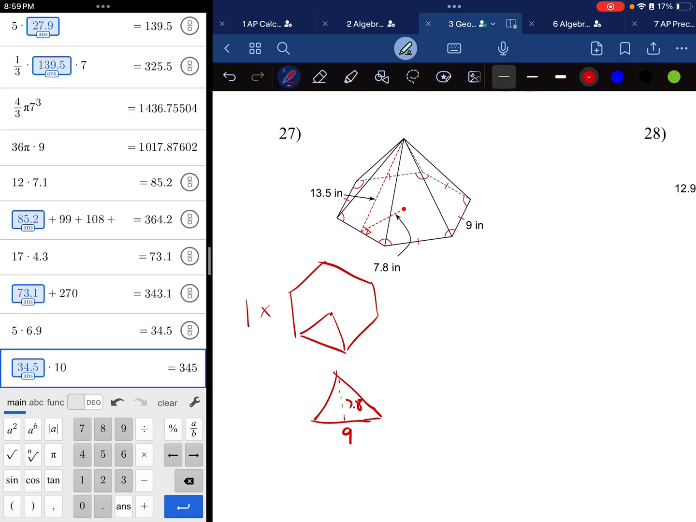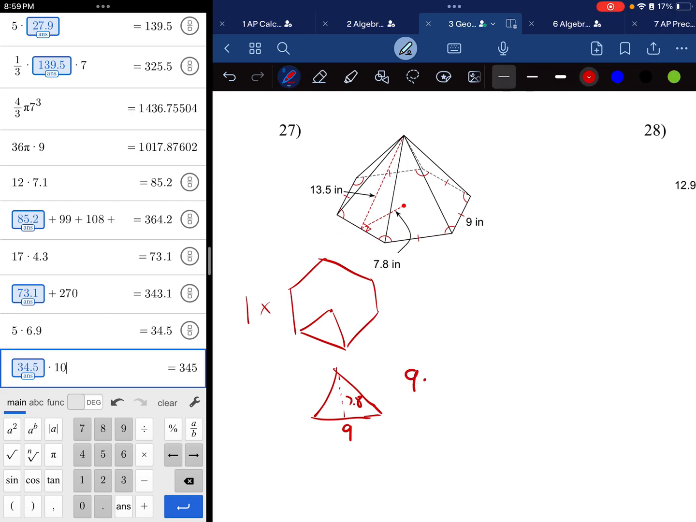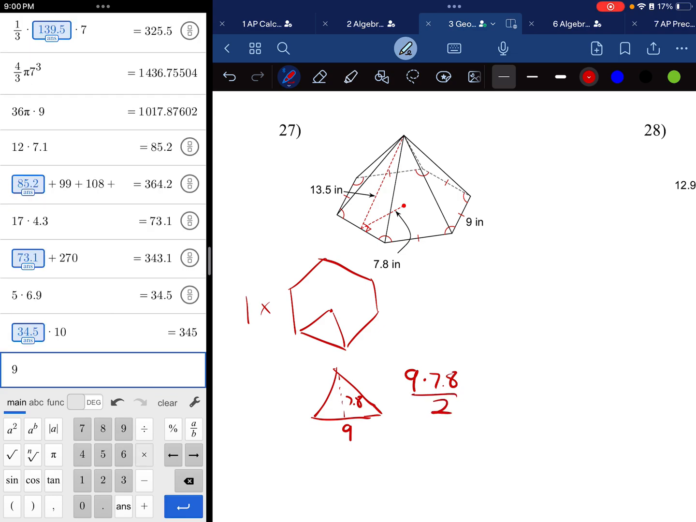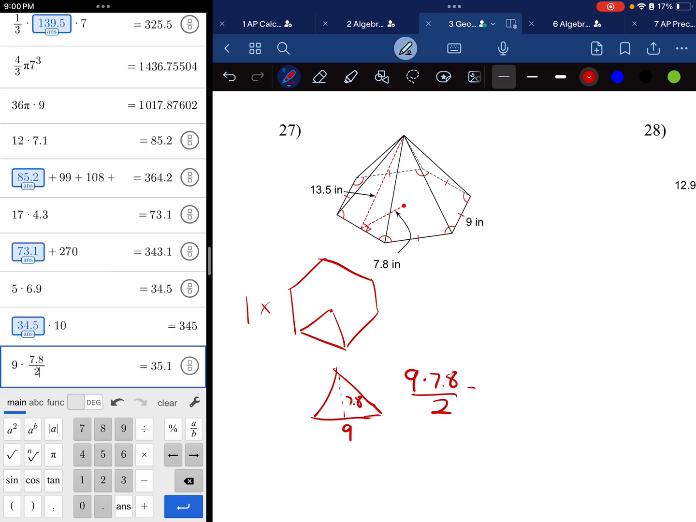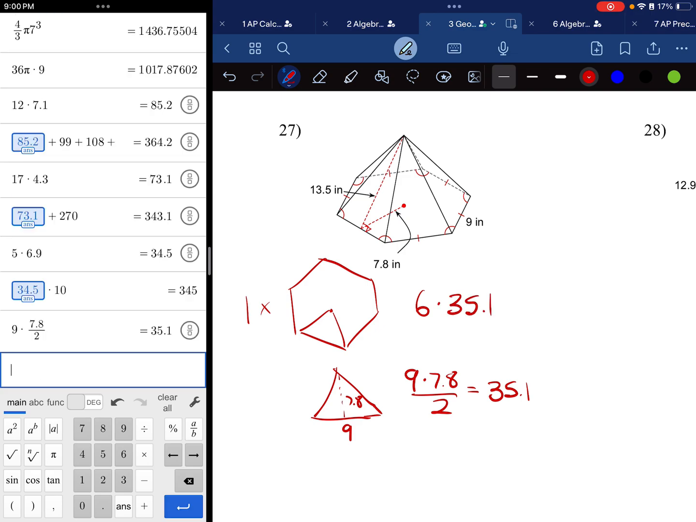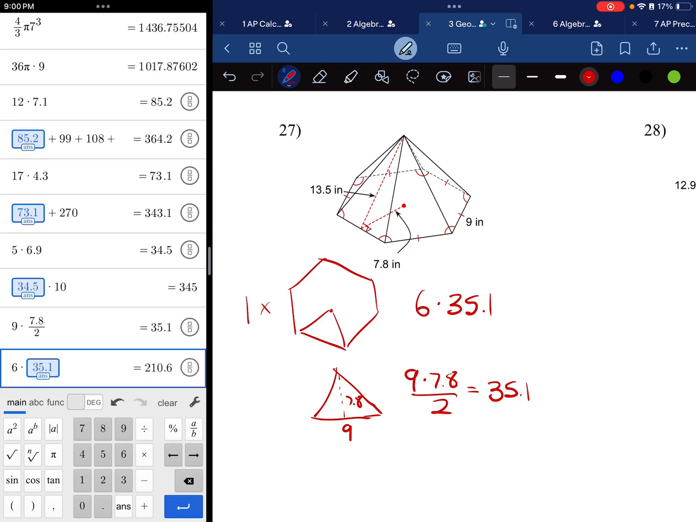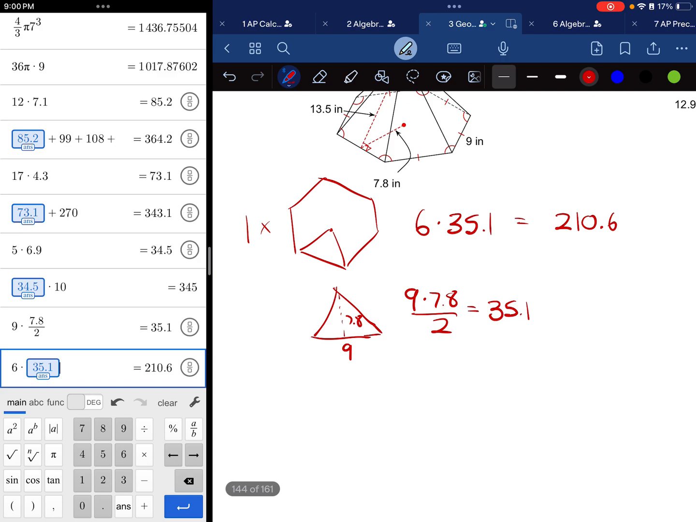All right, so the formula for a triangle is base times height, all of that divided by 2. So I'll say this is 9 times 7.8, and then I divide that by 2, and the area of that one triangle is 35.1. How many triangles are there? Well, this is a hexagon, so there should be 6 of those. So I really need 6 times that 35.1. So I'm just going to say 6 times the answer, and I get 210.6.